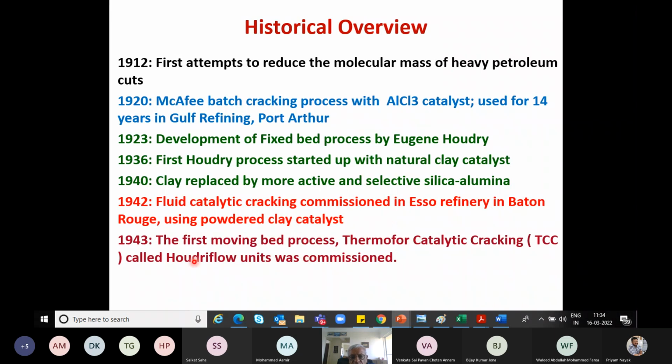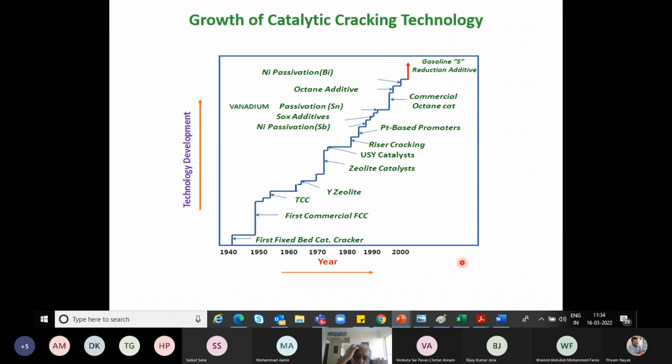And then in 43, the first moving bed. This was still a kind of slow moving bed. And this particular technology, although it took birth in the 1940s and late 1930s, has gone through, as I would say, several births in terms of re-innovating itself to meet the demands of those days, of any day.